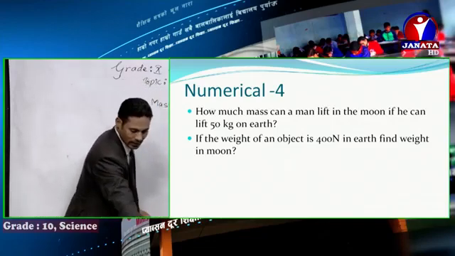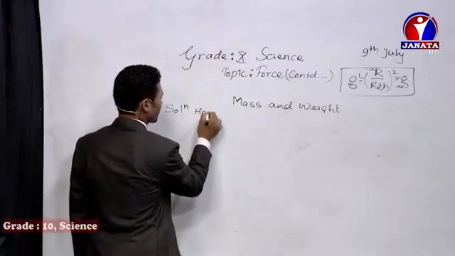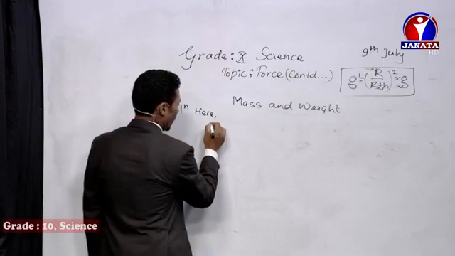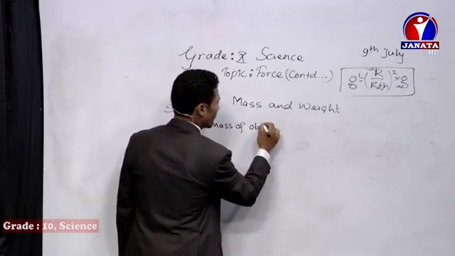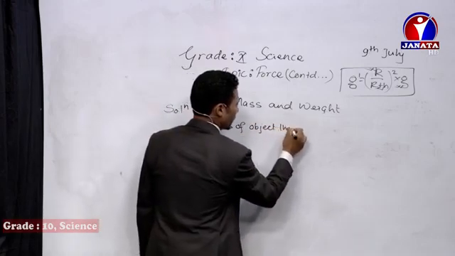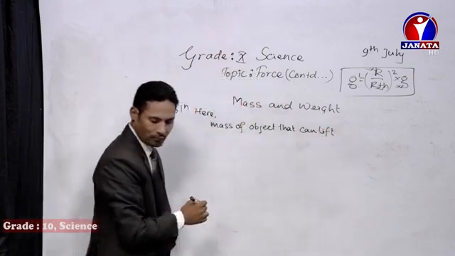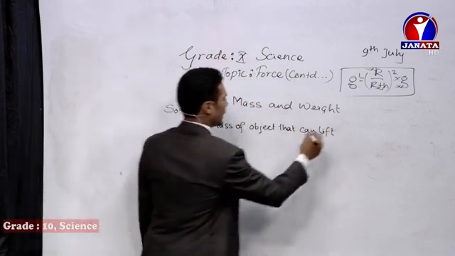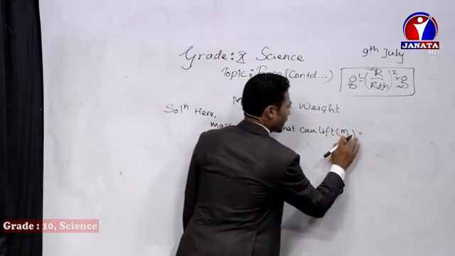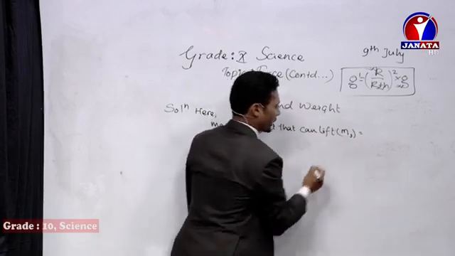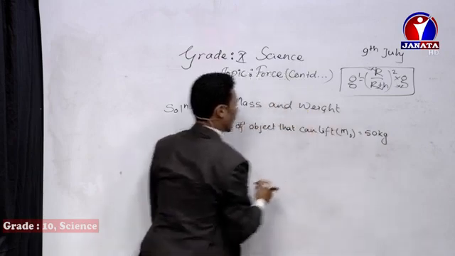The question is, solution here. Mass of object that can lift, so let's say this is the mass on the earth, let's write this as m1, okay? It is given as 50 kg.